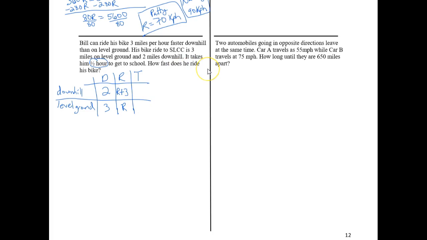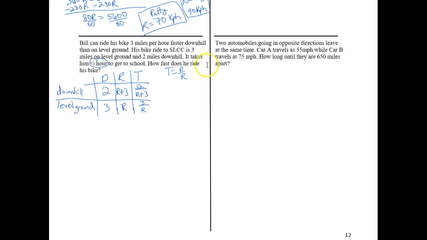So again, I'm going to use the fact that time equals distance divided by rate. So instead of adding another variable to my equation, I use the distance box divided by the rate box, and that will be the rate for downhill. So 2 divided by r plus 3. For level ground, I take the distance and divide it by the rate. So 3 divided by r.